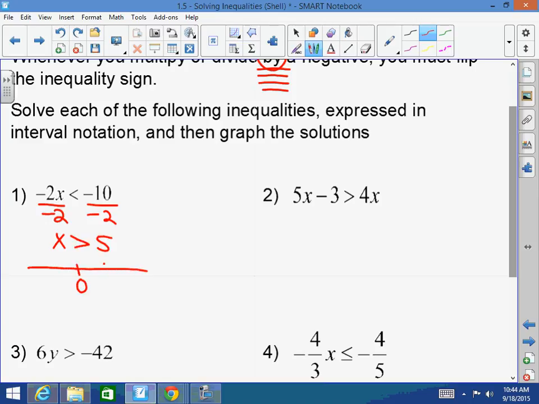Let's graph it. Parentheses to the right. And then my interval notation, 5 to positive infinity. Bada bing, bada boom. Done.